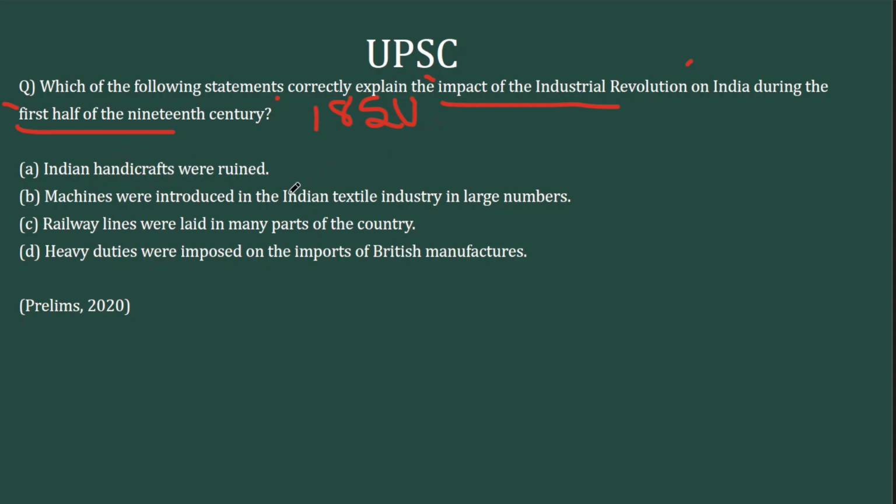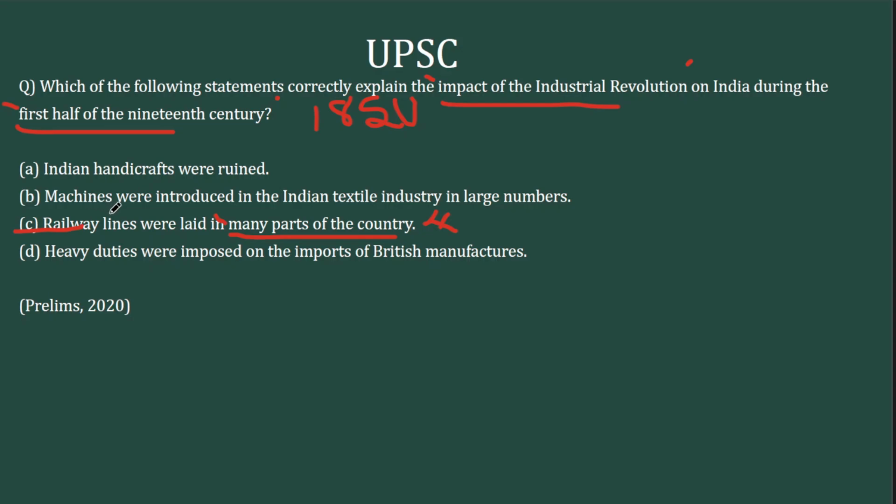Now you see the second option. Third option, railway lines were laid in many parts of the country. Now this railway reform comes during the time of Lord Dalhousie, that is 1856, or after 1850. So if you know this date, then this option can be eliminated. So here again you can see chronology coming into the scheme of things. So this can be eliminated because of that.